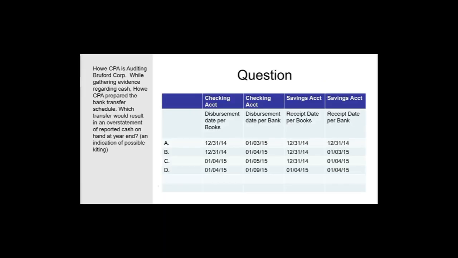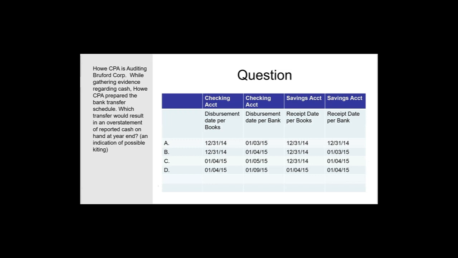What about choice A? Choice A shows the receipt of the transfer being recorded in the books in the subsequent period and the disbursement being recorded in the books in the subsequent period, so no attempt in choice A to overstate the general ledger cash accounts at year end. All right, let's try this question.